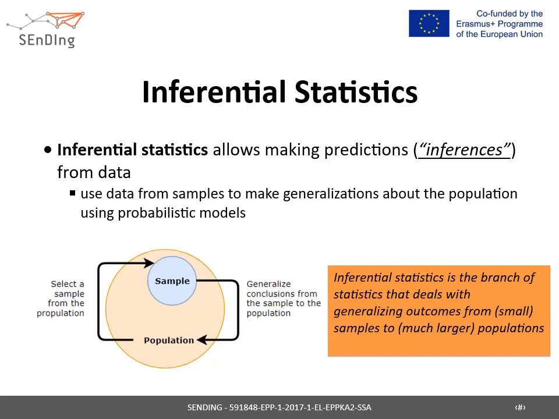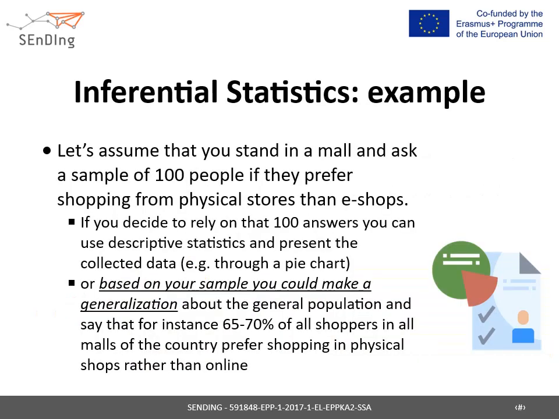Inferential statistics is the branch of statistics that deals with generalizing outcomes from small samples to much larger populations. For example, you might stand in a mall and ask a sample of 100 people if they prefer shopping from physical stores than e-shops. If you decide to rely on that 100 answers, you can use descriptive statistics and present the collected data, e.g. through a pie chart, or based on your sample you could make a generalization about the general population and say that, for instance, 65 to 70% of all shoppers in all malls of the country prefer shopping in physical shops rather than online.